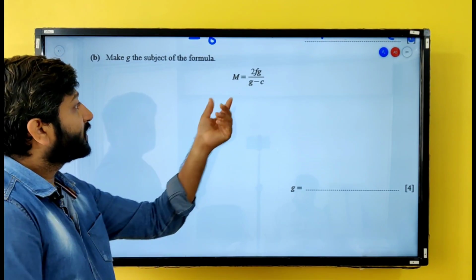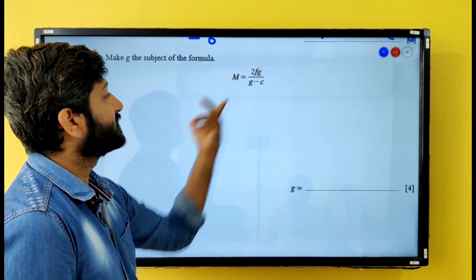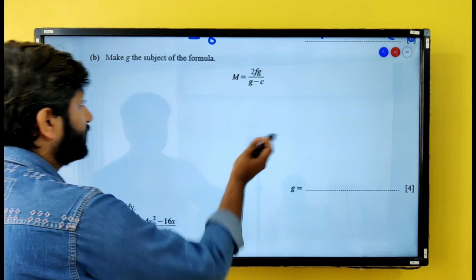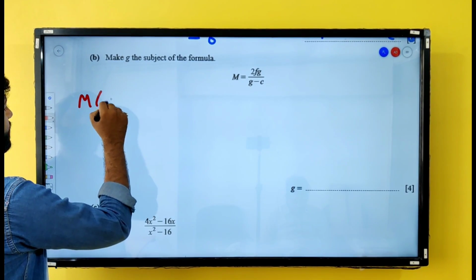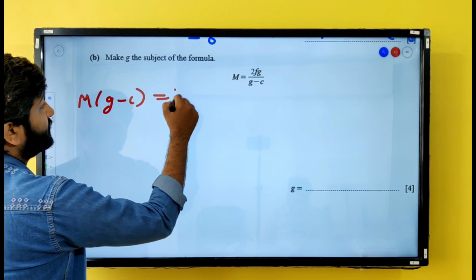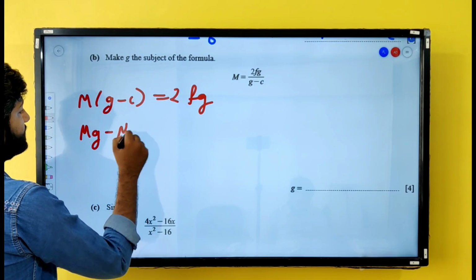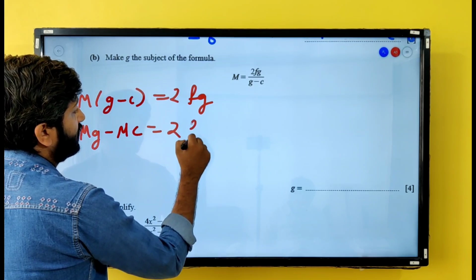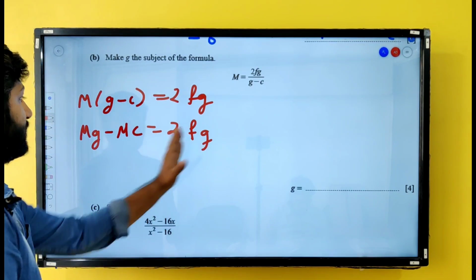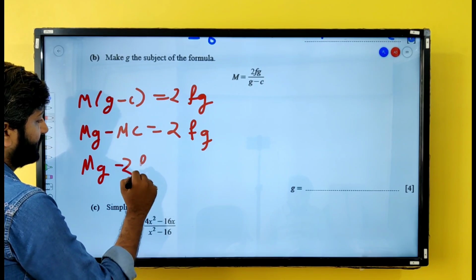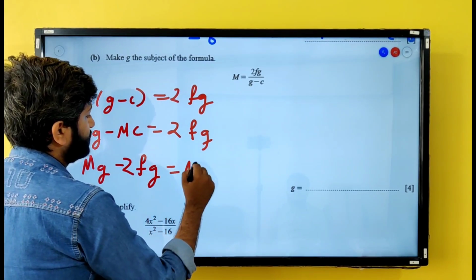Next, make G the subject of formula. So you can see there are two G's in this equation. What we'll do is make sure that all the G's come on one side of the equation. So I can write this as m into G minus C is equals to 2 times of Fg. So mg minus mc is equals to 2 times of Fg. Let us bring Fg here. mg minus 2Fg is equals to mc.